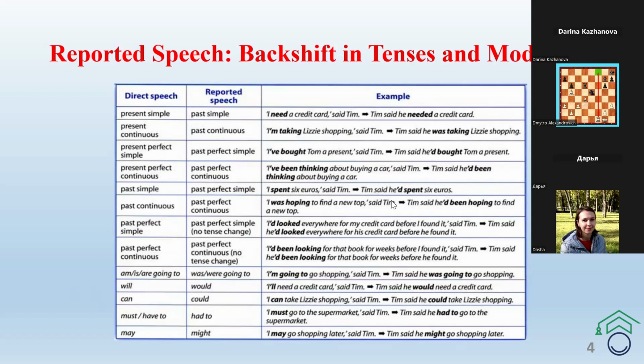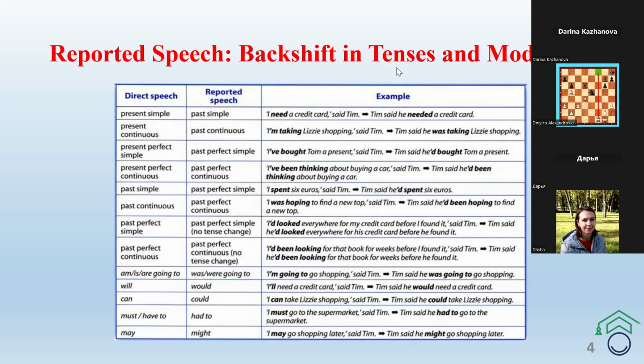Can you read the last two examples? Must switches to have to, had to. I must go to the supermarket, said Tim. Tim said he had to go to the supermarket. Yes. I may go shopping later, said Tim. Tim said he might go shopping later. So these are basic changes that happen when we change direct speech into reported speech.